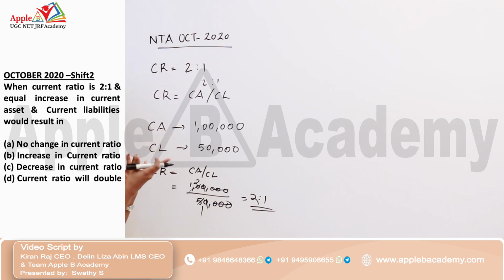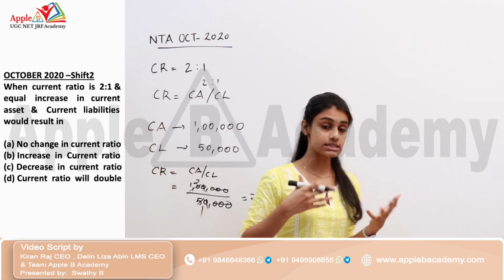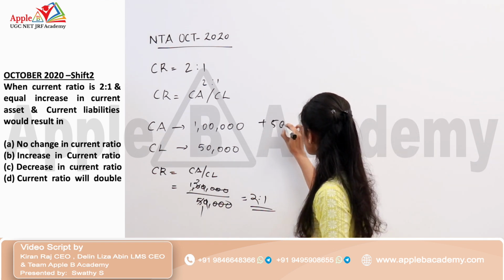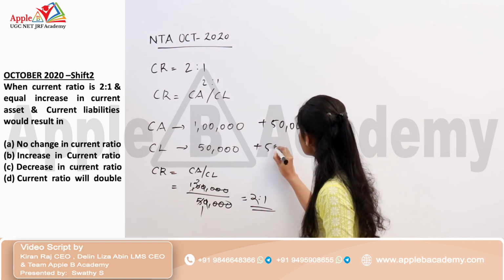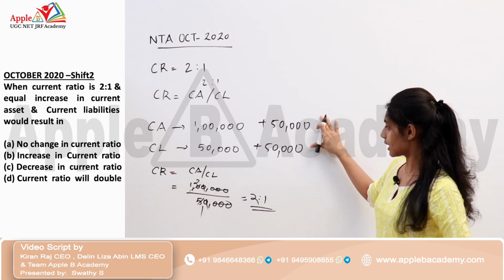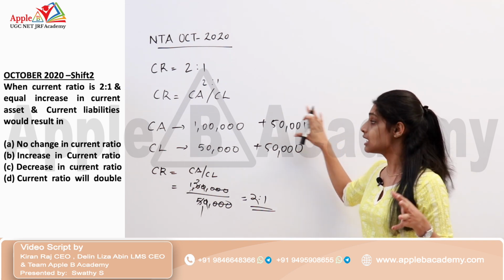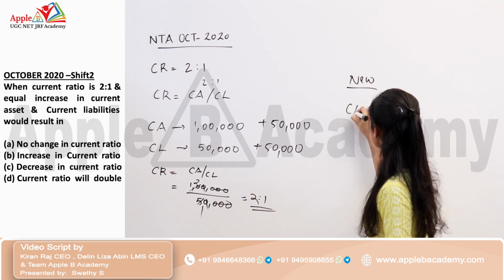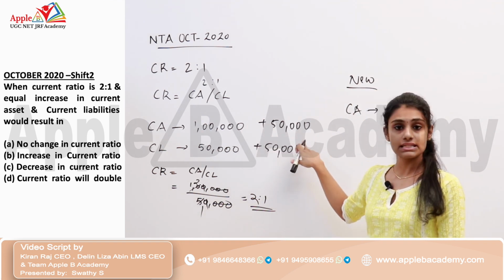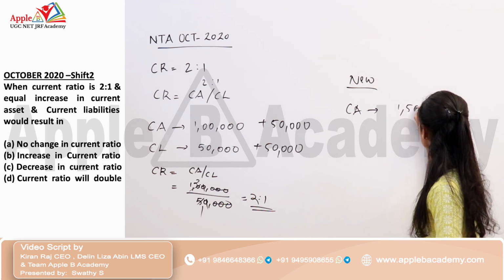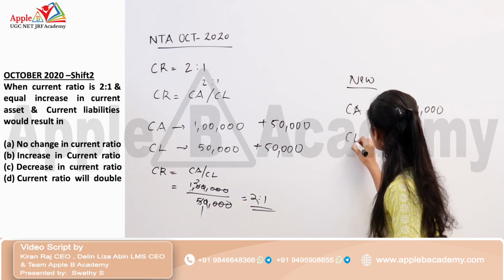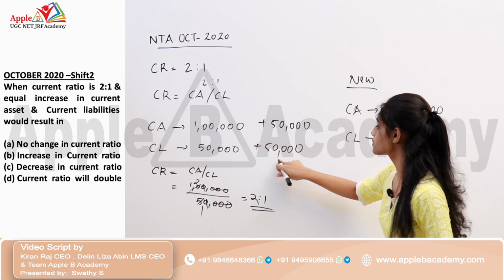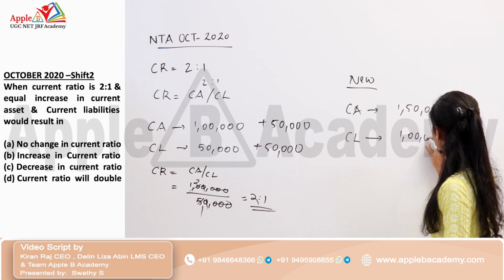Now with this you can find that if there is an increase, that means if your current asset and current liability got increased by the same amount. So I am just increasing 50,000 rupees in both current asset and current liability. So now the new current asset will be 1 lakh plus 50,000, that is 1,50,000. And what about current liability? Here also there is a 50,000 increase, so that is 50,000 plus 50,000, you will get 1 lakh.